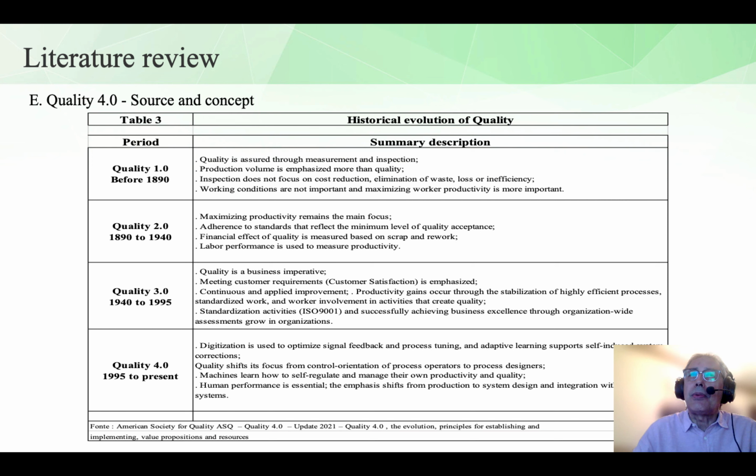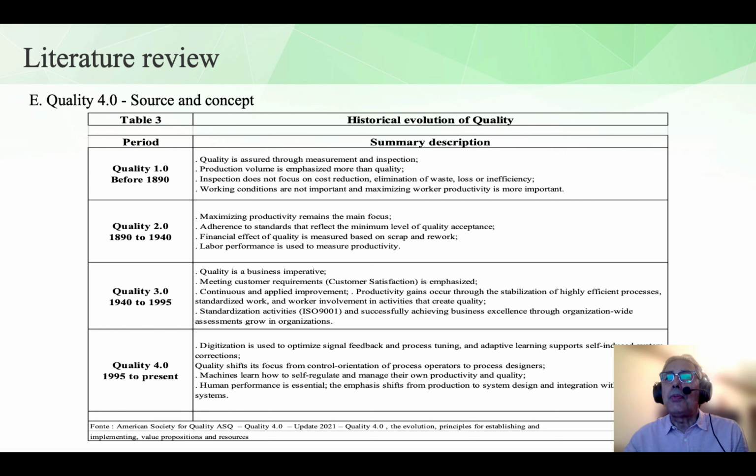When we see the periods of the quality evolution, we see the 1.0 based on production volume. Quality is assured through measurement and inspection. 2.0 with standards to reflect the minimum level of quality acceptance. Label performance is used to measure productivity. In the 3.0, we have a business imperative as a quality function. We have customer satisfaction, a continuous and applied improvement, and the standardization of activities such as ISO 9001.